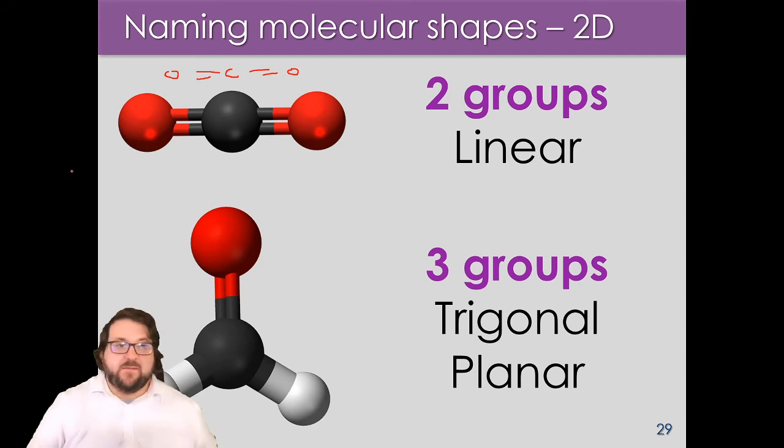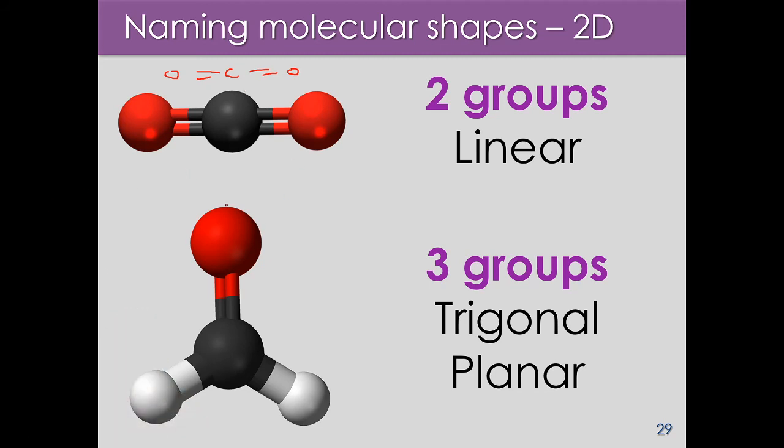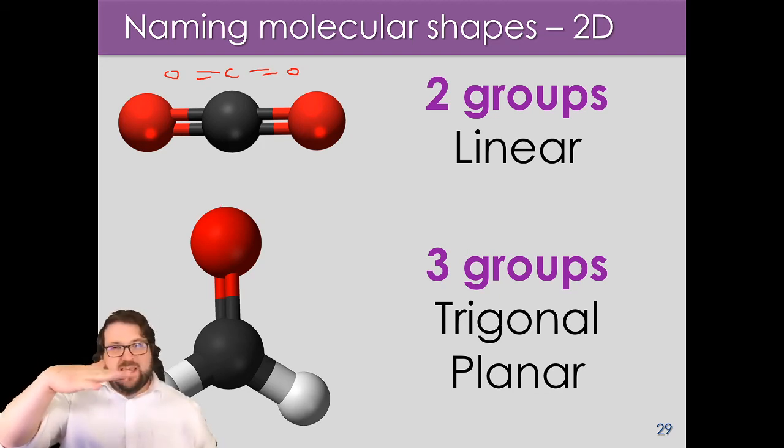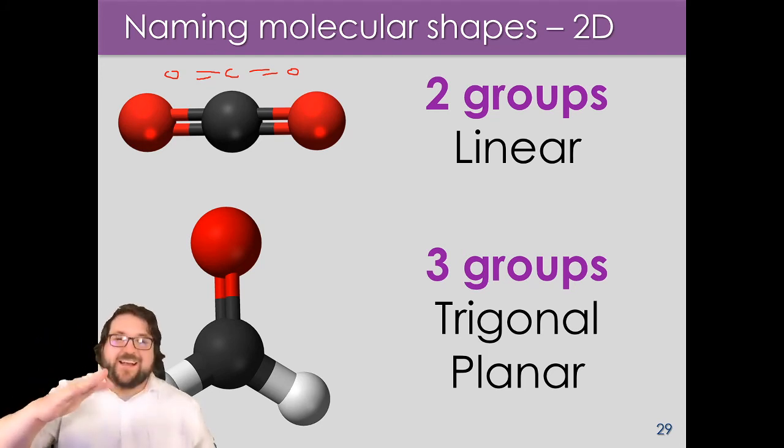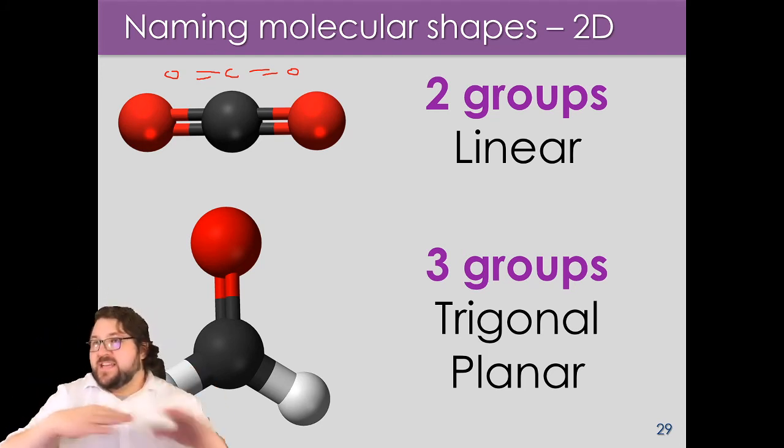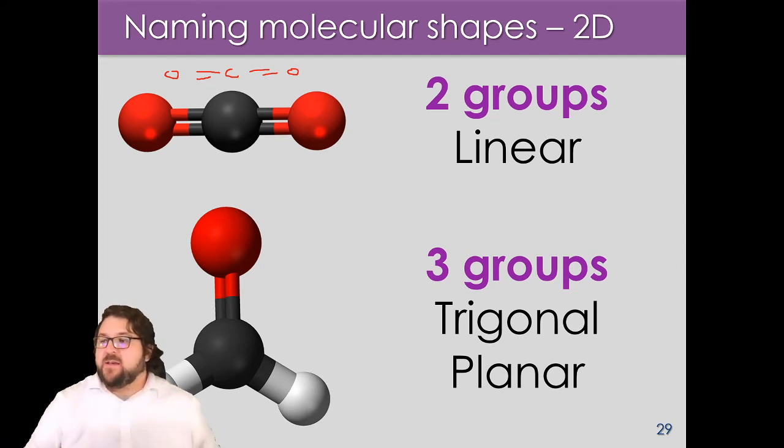So that's going to be linear. The second one here is a trigonal planar molecule. It's planar because it's flat. That's what planar means, like a plane of geometry, or a desert plane, I guess, a flat area. So it's a flat triangle, and that's what makes it a trigonal planar compound. So that's the shape there.